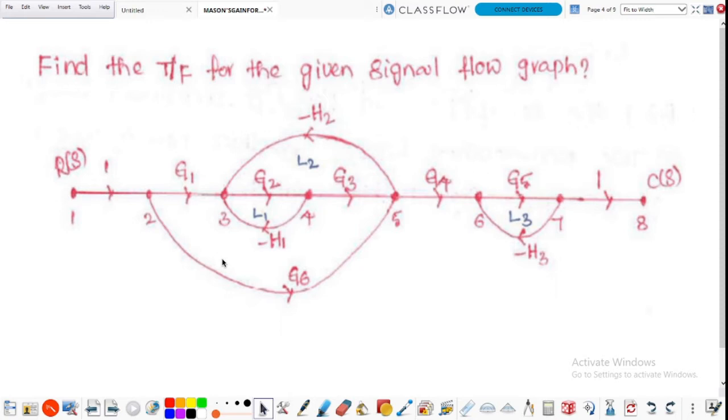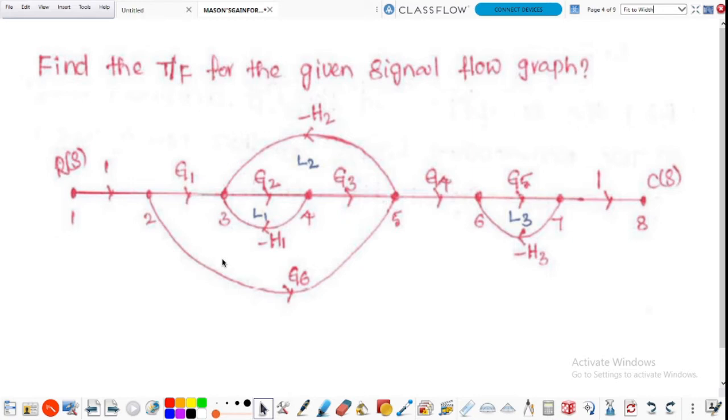So, what is a signal flow graph? A signal flow graph is a graphical representation of the relationship between the variables of a set of linear algebraic equations. Or a signal flow graph is a diagram that represents a set of simultaneous linear algebraic equations. So in this video, we are going to discuss an example of a signal flow graph.